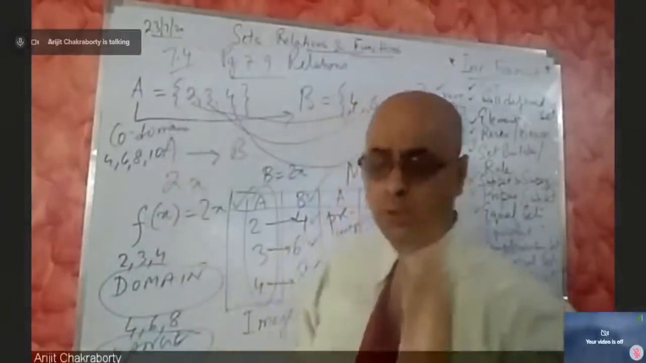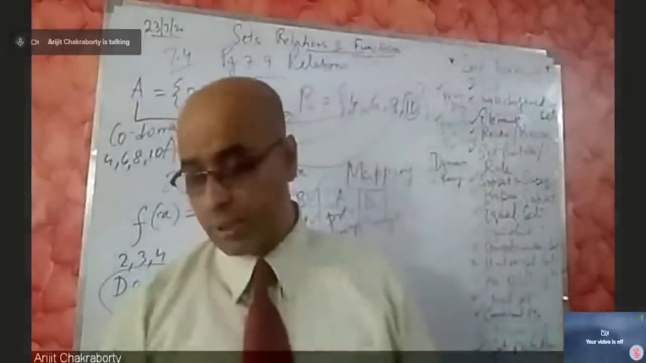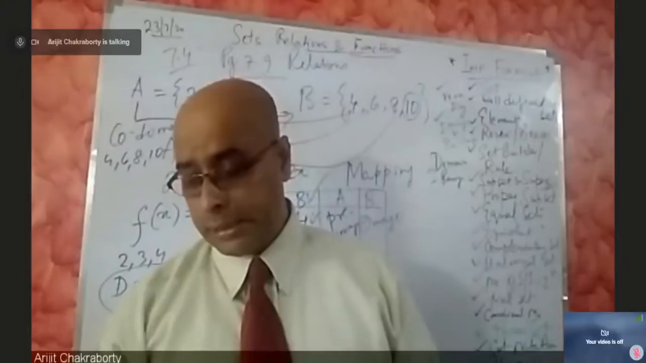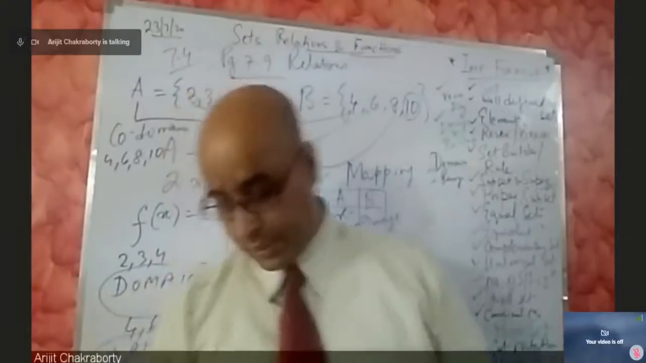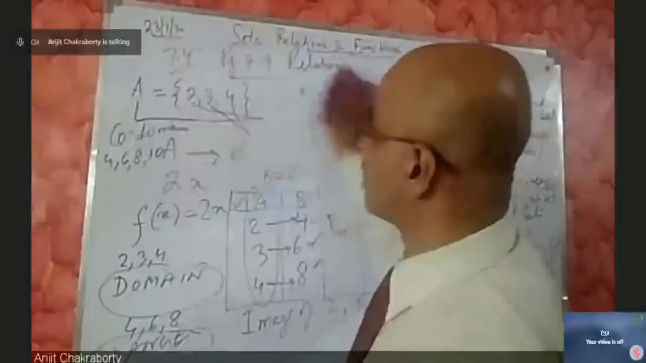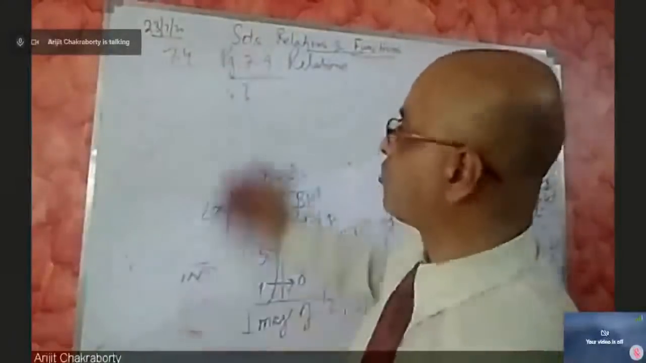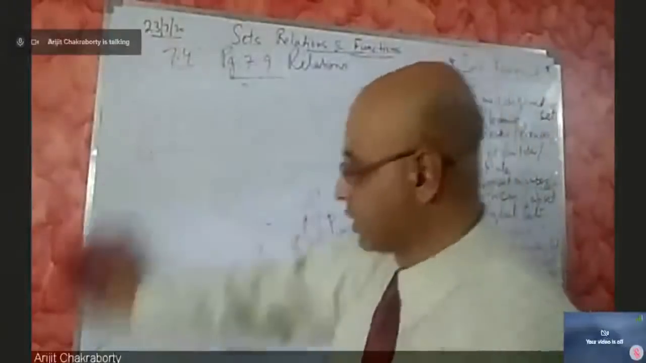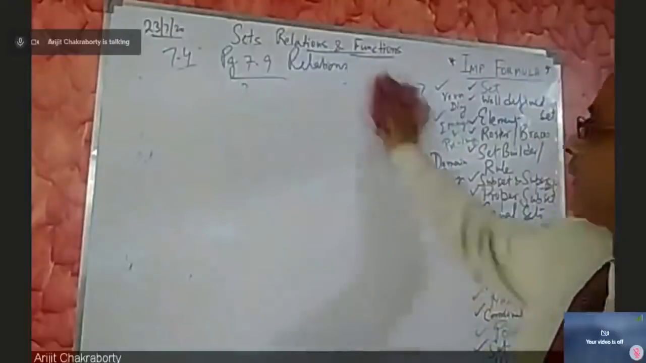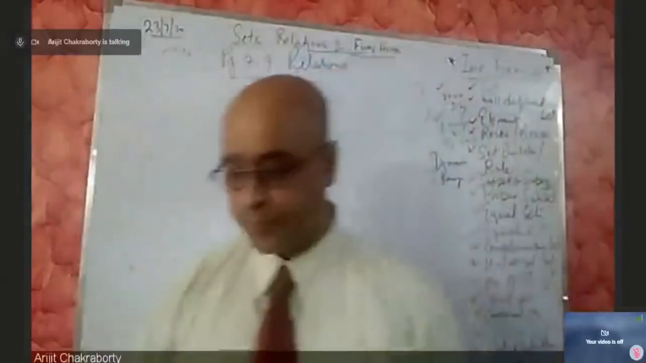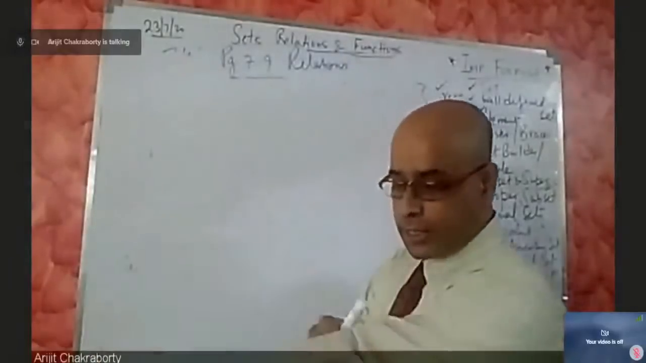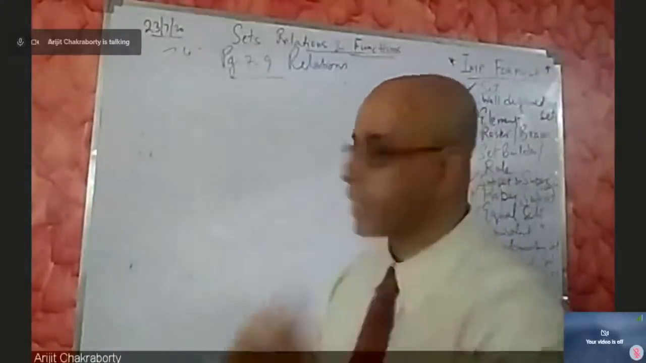So, a number of new concepts. I will take one more example because now we will get into some serious stuff. I hope you have understood the basic concept of what is domain, what is range, what is image, what is pre-image. Now let us take one more example. Let us take two sets, A.